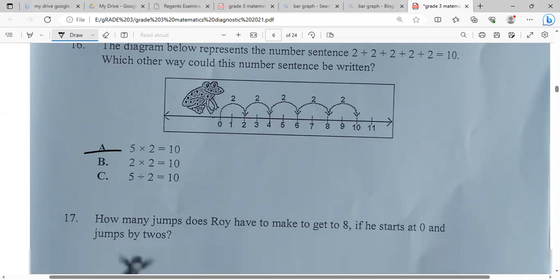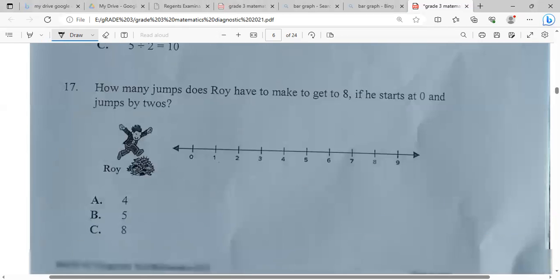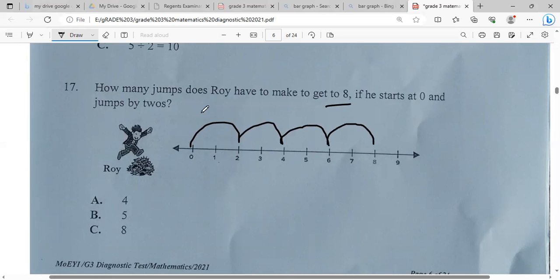All right, let's look at number 17. How many jumps does Roy have to make to get to 8 if he starts at 0 and jumps by 2? So he's going to jump by 2. So he jumps over 1, to 2. So that's 1 jump. Jump over 3, go to 4. Jump, jump, jump. So he jumps a total of 1, 2, 3, 4 times. So our answer would be A.